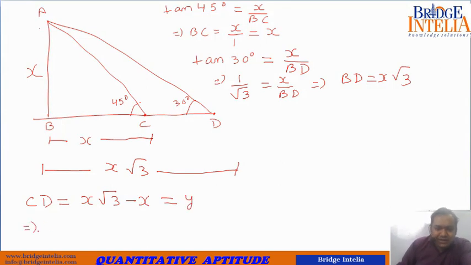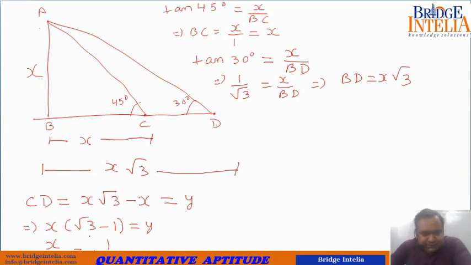If you take x common, you can say that x into (root 3 minus 1) is equal to y. So from here you can say that x by y is equal to 1 upon root 3 minus 1. So the answer is x upon y is equal to 1 by root 3 minus 1. Let's have a look at the options.